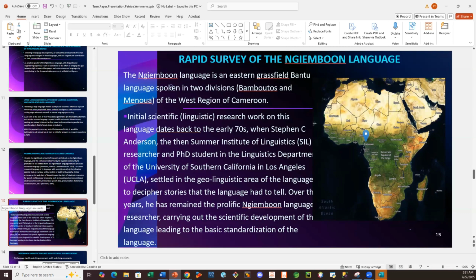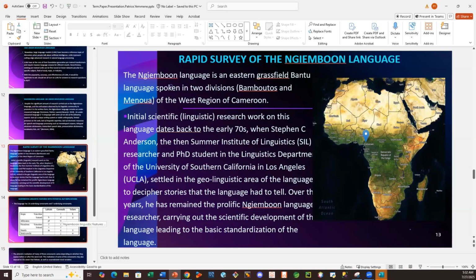Over the years, he has remained the prolific researcher of this language up to date, carrying out scientific development of the language, leading to the basic standardization of the language. When I say the basic standardization of the language, I mean he proposed an orthography, he proposed a writing system, he proposed the first draft or prototype of the dictionary for the language, and many other resources.